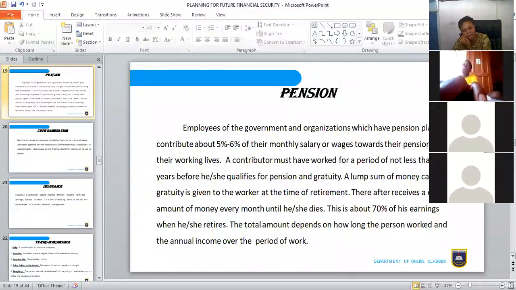With the pension, a lump sum of money, which is normally referred to as the gratuity, is given to the worker at the end of the person's work. So at the time that you go on retirement, when you can no longer work, a huge sum of money will be given to you. And thereafter, you receive an amount of money every month until you die. So if you go on retirement, the pension, you are given a lump sum, and then a percentage of it will be given to you each month.